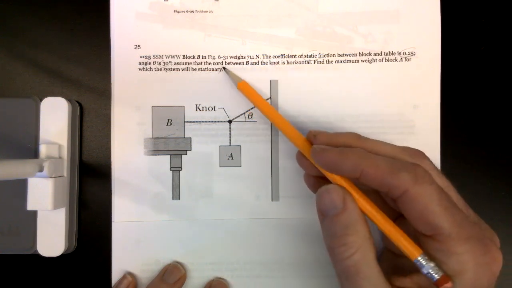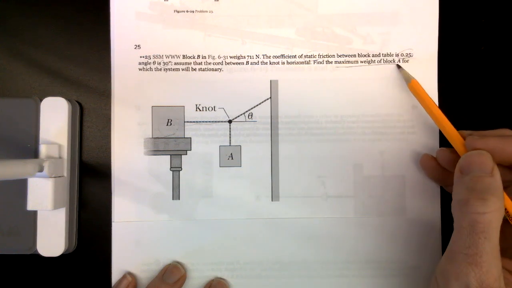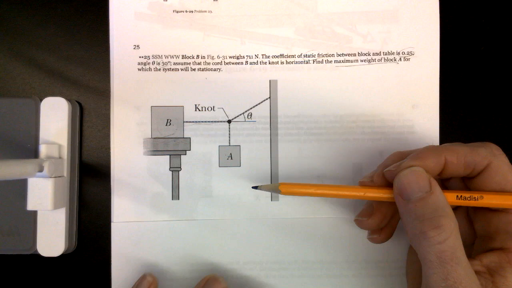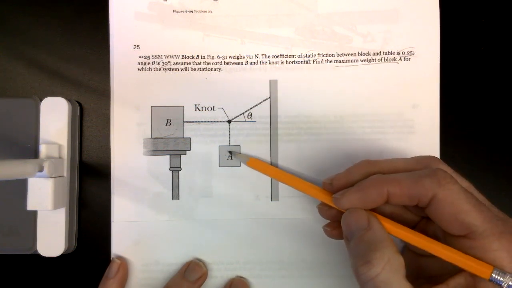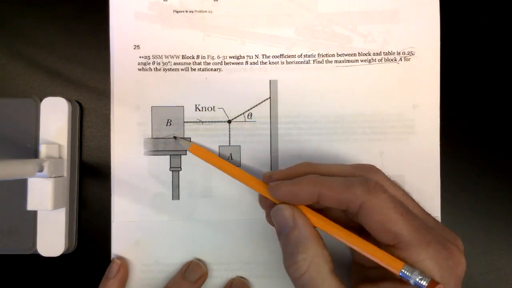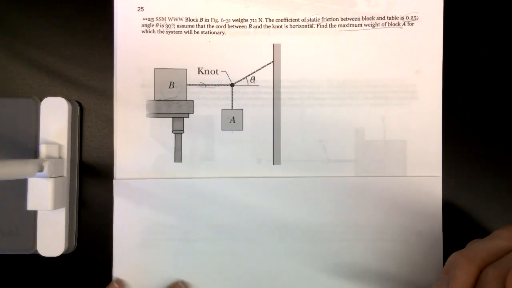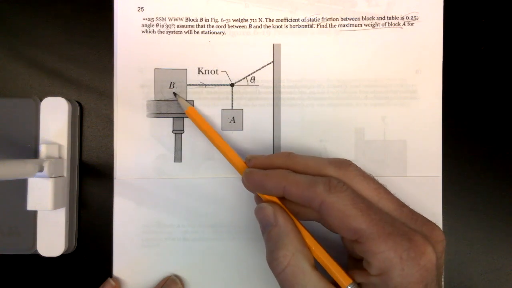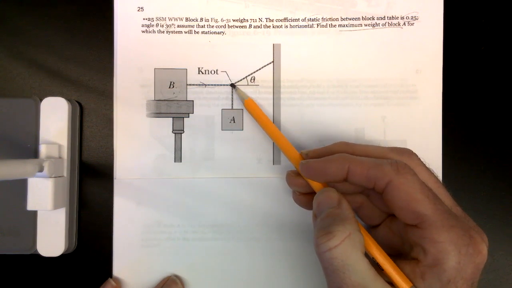We also know the weight for block B, and we want to find the maximum weight of block A in order for the system to be stationary. So we're going to be balancing out some things. When it says the system's stationary and the maximum weight, how heavy can this be? When this pulls over here, it's going to barely equal the amount of friction over there. The trick to this problem is that we're going to treat the knot as an object. We're going to draw a free body diagram for block B, and a free body diagram for the knot, and go from there.